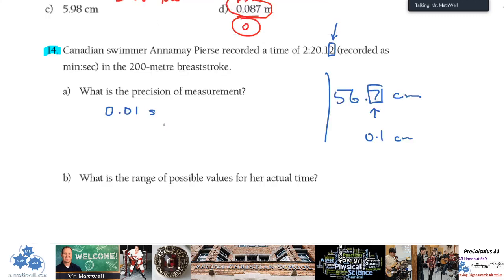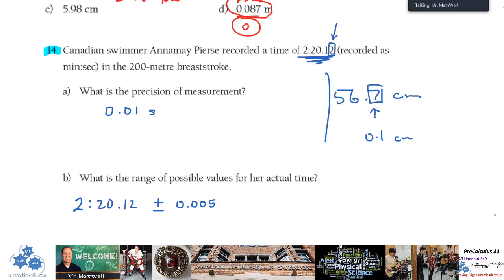Well, if you have this as your measurement up here, and you have this as your precision, that means that this time could possibly have been 2 minutes 20.12 seconds plus or minus, now this is where the uncertainty comes in, half of this precision number. So 0.01 divided by 2, which is 0.005, I guess. You see that? So the uncertainty is half of the precision. It could be above or below.